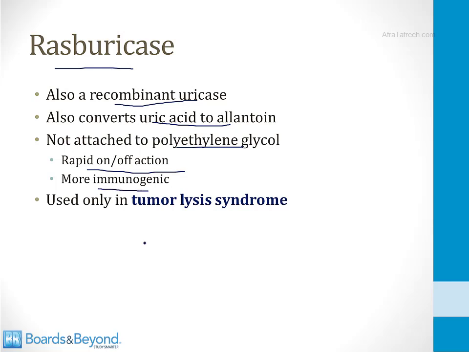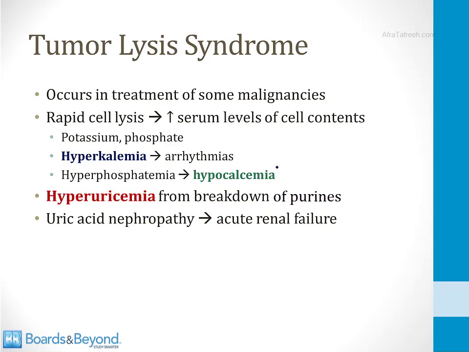This drug is only administered to patients who have the tumor lysis syndrome and need their uric acid level lowered very quickly. So let's talk about the tumor lysis syndrome. This occurs in the treatment of some malignancies. When you administer chemotherapy and there is rapid cell lysis, this can lead to high serum levels of the contents that were inside the cell.